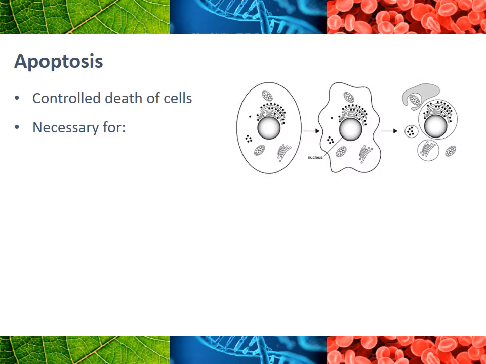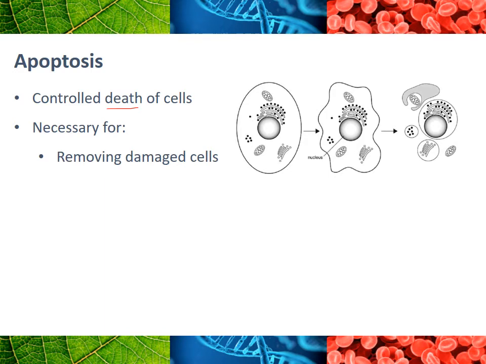So hopefully you remember that apoptosis is the controlled death of cells, or sometimes you hear it referred to as programmed cell death. So this is a normal thing that happens in all living organisms, and it's actually a really important process. We need cells to be killed basically so that they can either be replaced with new cells, or we get rid of dangerous cells.